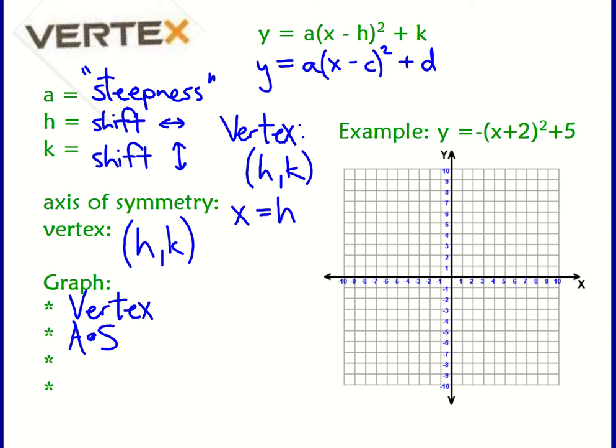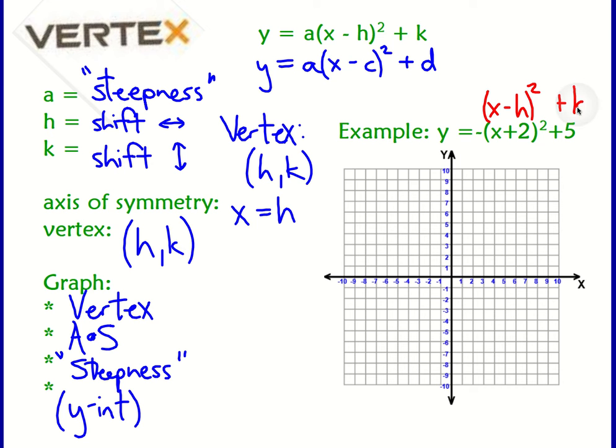And then after we have that vertex on there with the axis of symmetry, then we can look at the steepness point and see where it goes from there. We can also find the y-intercept if we need an additional point. That would be optional depending on what our graph looks like and how far we are from the y-axis. So in this example, if I look at the example, I can see that the x minus c, or x minus h in this case, lines up with x plus 2, and then the plus 5 lines up with the k.